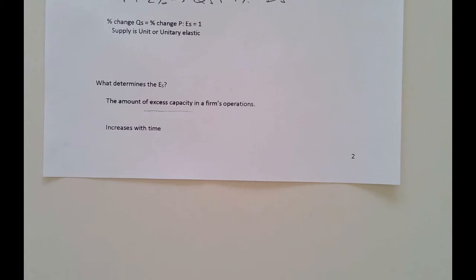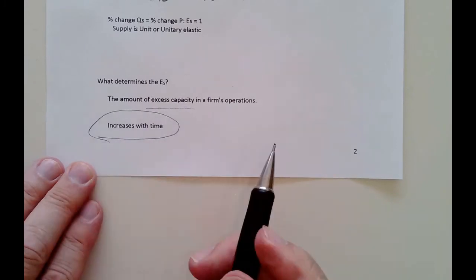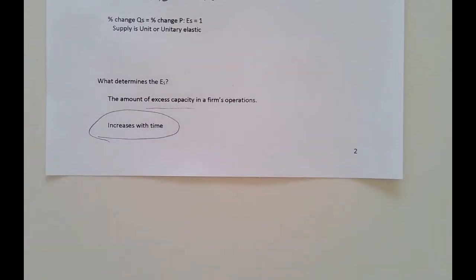But let's say you're currently running all your factories with 3 shifts, you have no more excess capacity. So if the price keeps going up for what you're selling, you really can't produce any more, and therefore you would have a very low elasticity number. No matter who you are, it increases with time. If we give you more time to add on to your capacity, more office buildings, more manufacturing facilities. Chaffey College means we can build more classrooms, expand our online offerings, things like that.